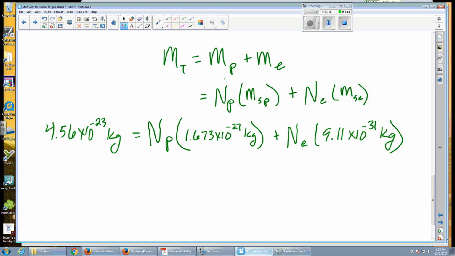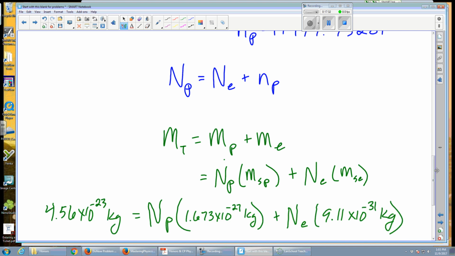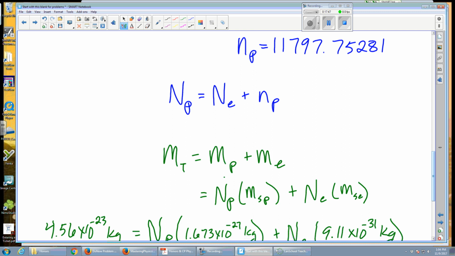now, do I know any relationship between the number of protons and the number of electrons? Sam, what do I know? Cool. Wait, two unknowns, I can just solve it now. I can just use algebra, right? You can solve both simultaneously, or you could substitute in for the number of protons.